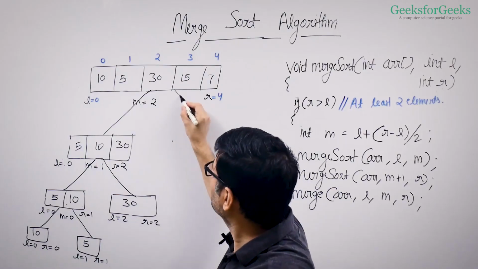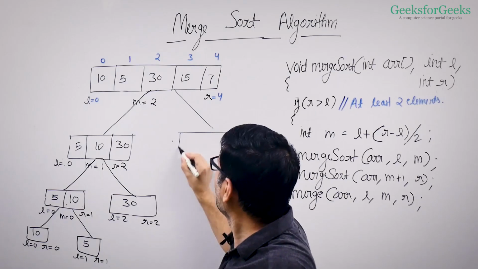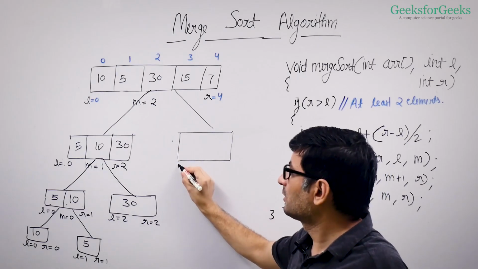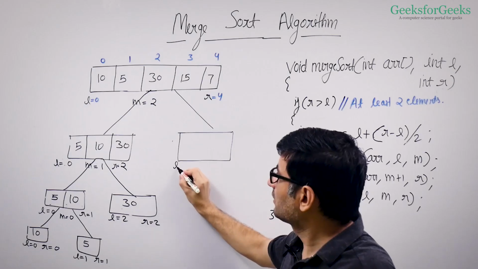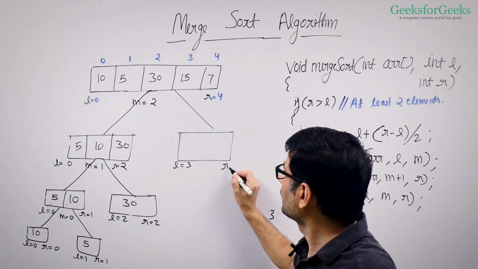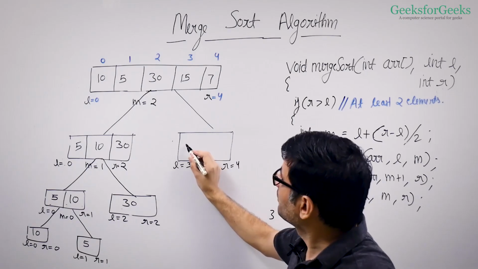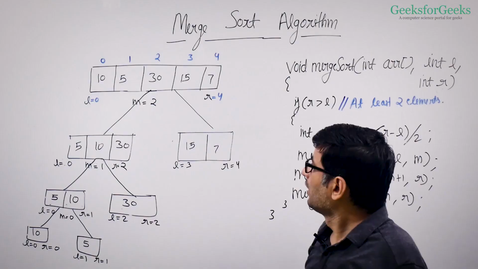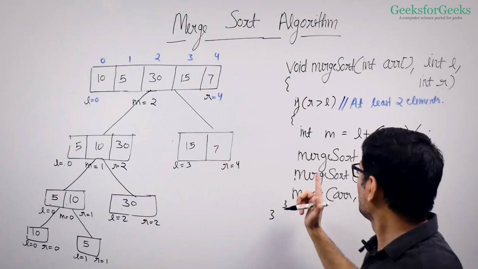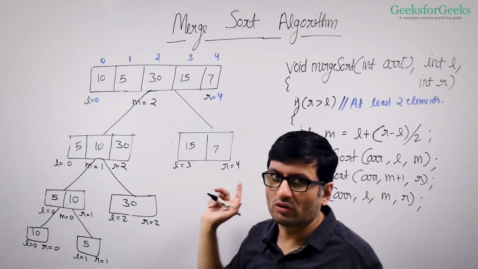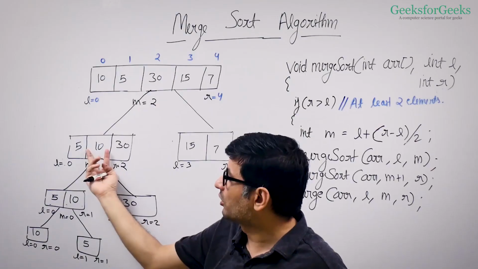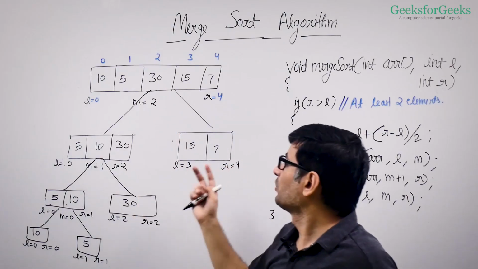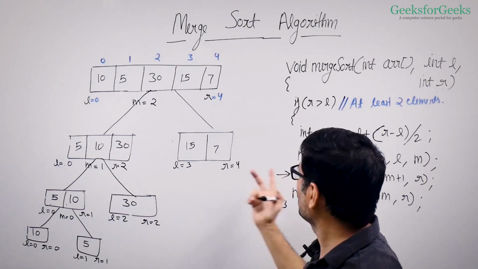And what is this call? This call is for M plus 1 to R. So what is M? What is L? L is 3 and R is 4, which means you have the elements 15 and 7. So this recursive call is made here by the original function call, right? Because this got control back, because this got finished. So our original function call got the control back, and once it got the control back, it started executing the next line, which is this line.